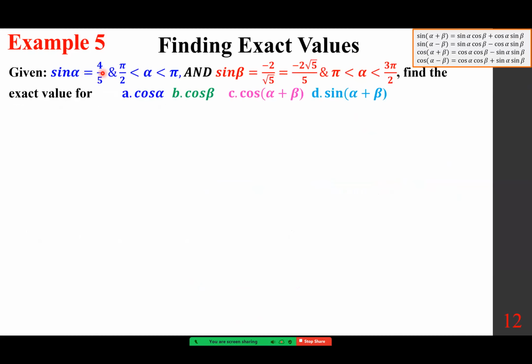Given sine alpha as 4 over 5, and alpha is between pi over 2 and pi, quadrant 2. And sine beta is negative 2 over square root of 5 or negative 2 square root of 5 over 5. And it's between pi and 3 pi over 2.